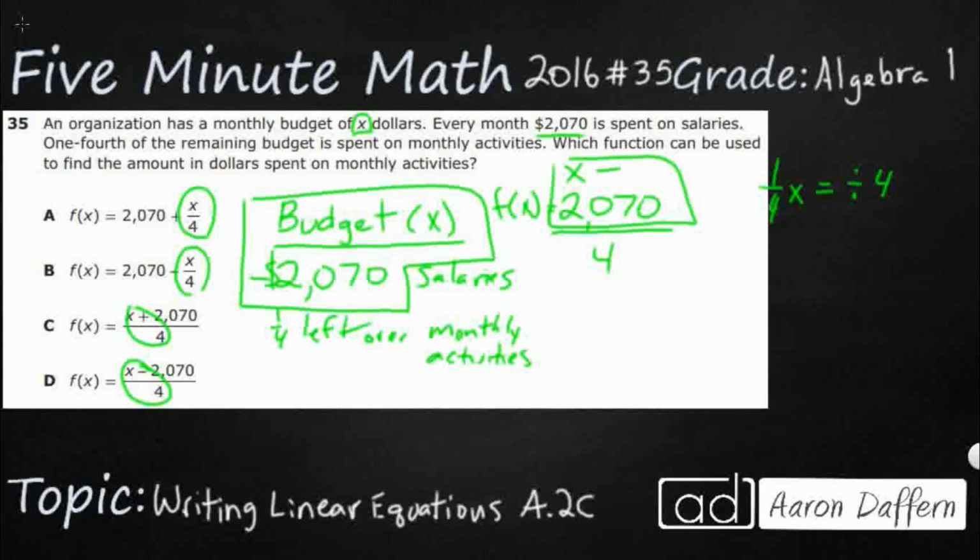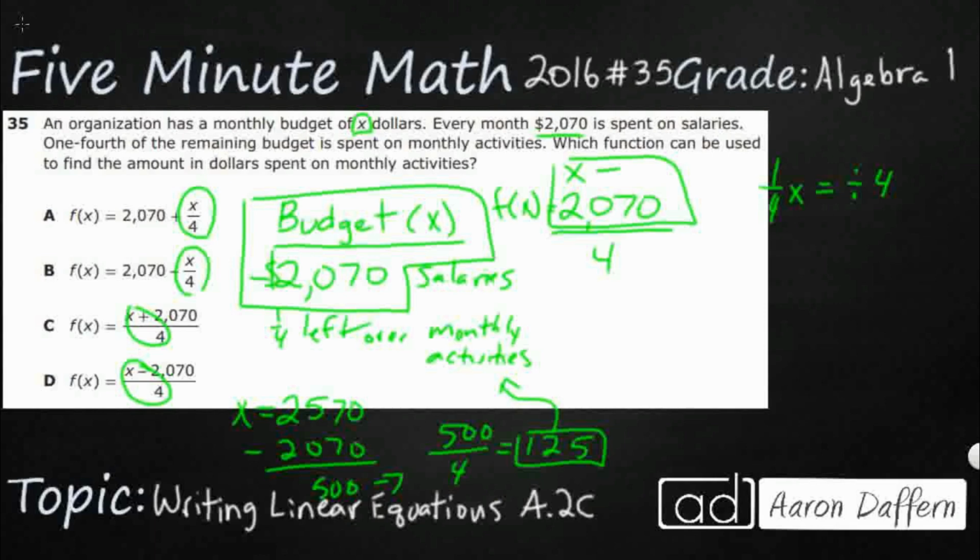Let's put some real money in there. Let's say our budget is x equals, you know what? I want a nice even number. I want, okay, 2570. Now, that's not an even number, but after I subtract the 2070, it's going to leave me with $500. All right, so I've got a monthly budget of 2570. I'm going to take away 2070 for my salaries, so 1/4 of the remaining budget. So what I need to do here is take my 500, that's whatever's left over, and divide it by 4, so that's spent on monthly activities. All right, so if I put in 2570, I've got 125 for monthly activities.